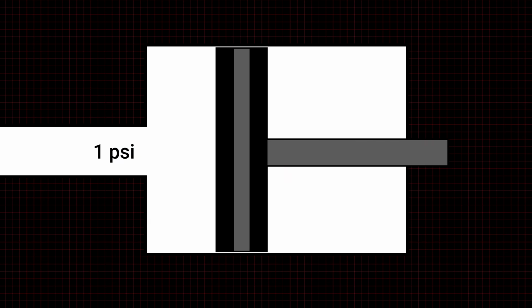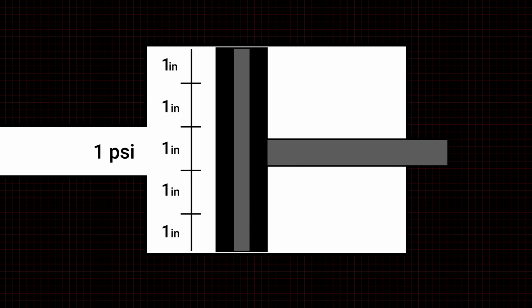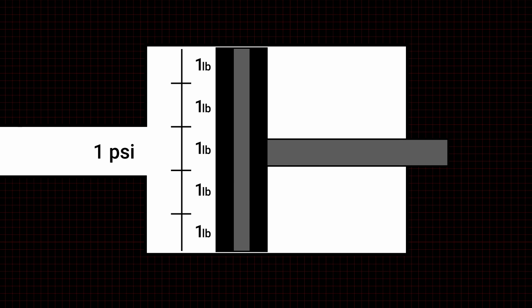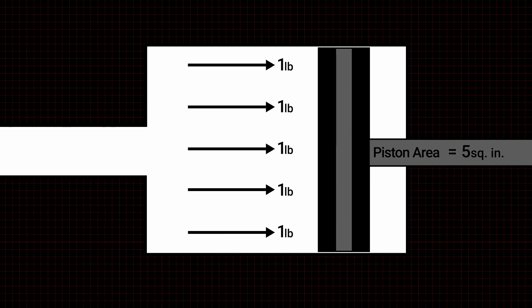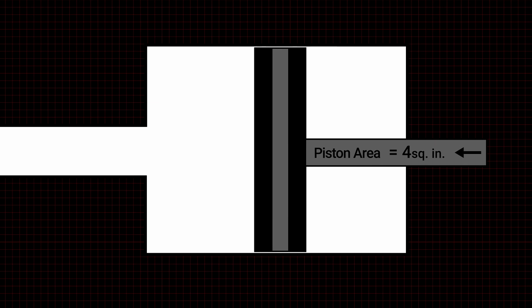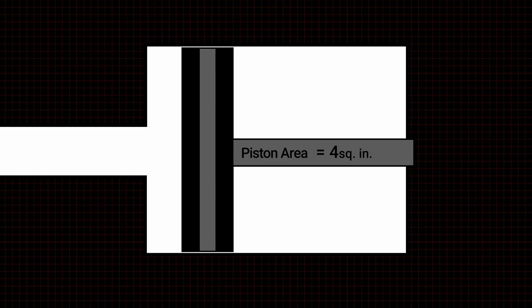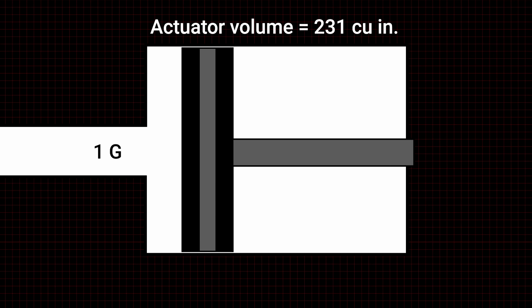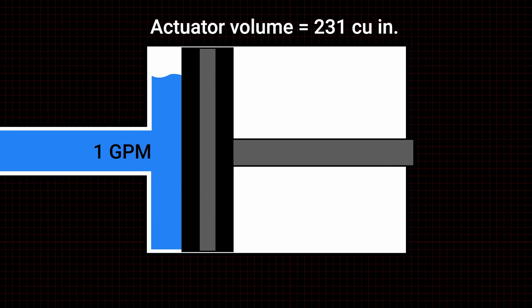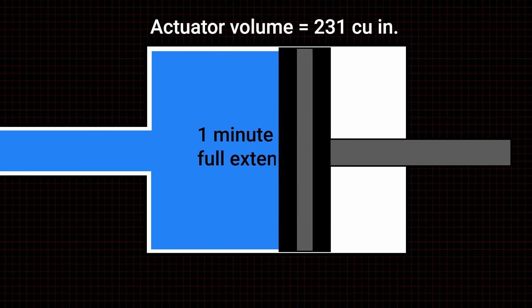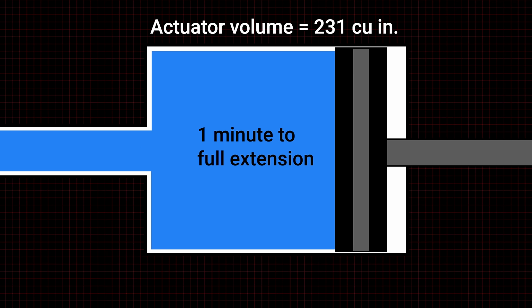The power of linear actuators is based on the surface area of the piston and the pressure of the pump. A 1 psi pump will put 1 pound of pressure on each square inch of the piston area. It must be taken into account that the return force is always reduced due to the rod, which reduces the overall surface area on that side of the piston. Speed is relative to pump capacity and the actuator's cylindrical volume. A 1 GPM pump will push 231 cubic inches of fluid into the actuator in 1 minute.